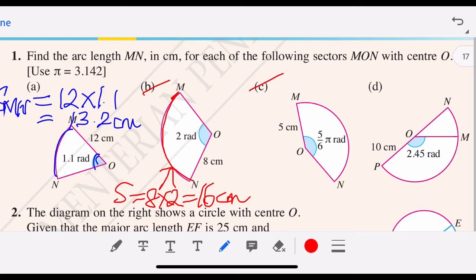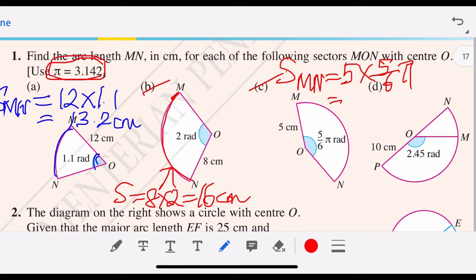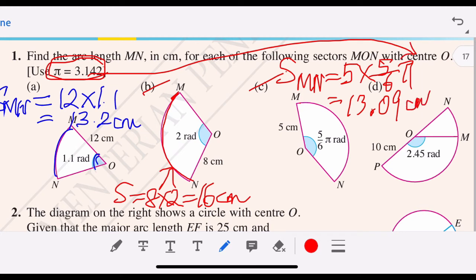So let's complete the exercise. This one is arc length. You may write arc length MN is 5 times 5/6 pi. You can actually use a calculator, but make sure you use the pi given by the question. You have to follow the instruction. When you press a calculator, you cannot use the calculator's pi. You must use the pi from the given information in the question, right? Any problem? No. Okay.